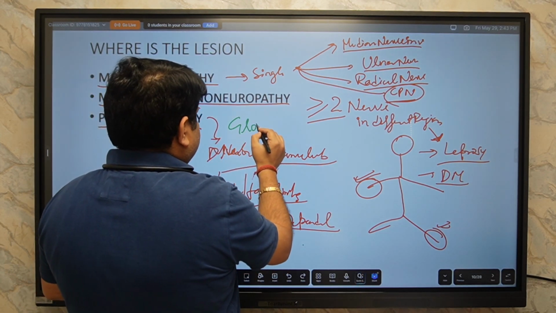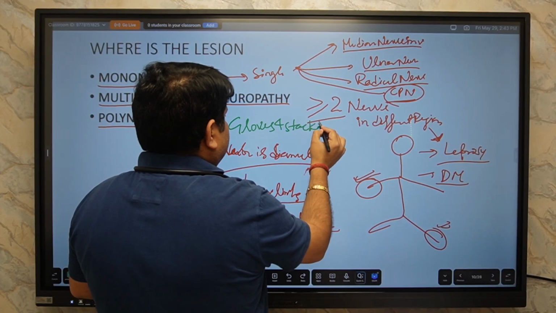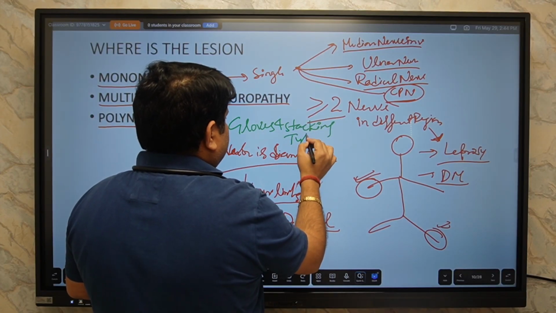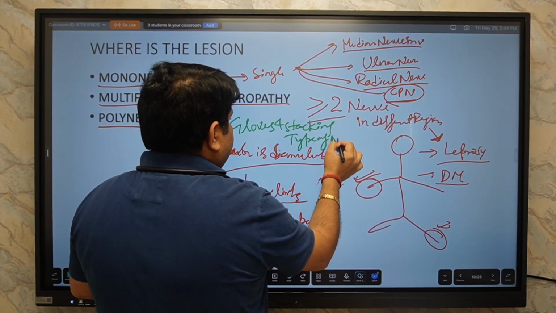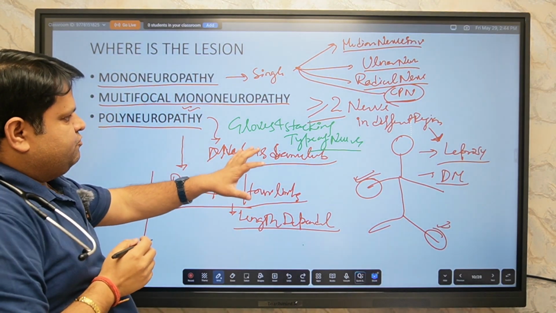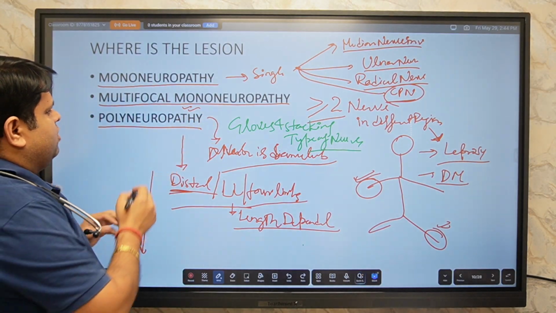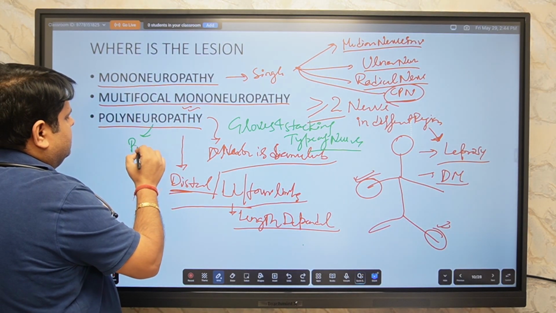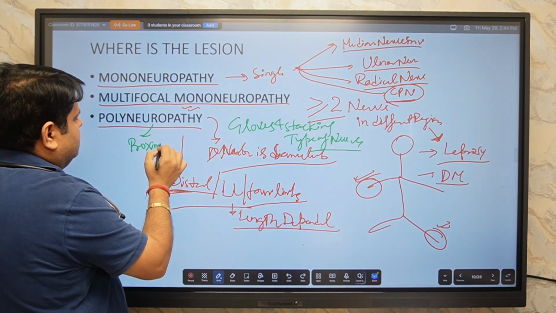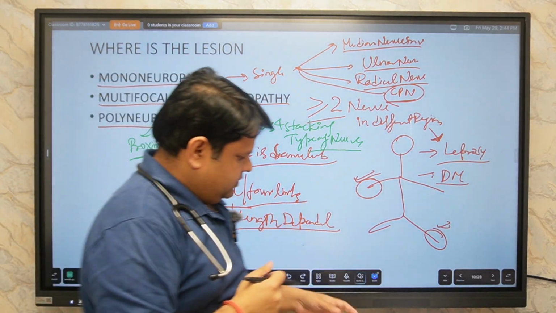So gloves and stocking type of neuropathy. Usually polyneuropathy presents as a gloves and stocking type of neuropathy. The length dependent phenomenon is there, but sometimes there is involvement of the proximal nerves also, as we will discuss further.